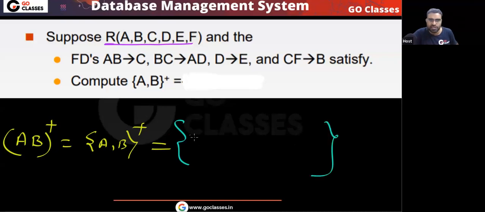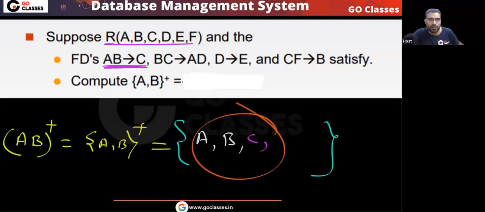You can start with AB. AB can bring AB. Now these two, what can they bring? See, AB can bring C also. Now these three, what can they bring?